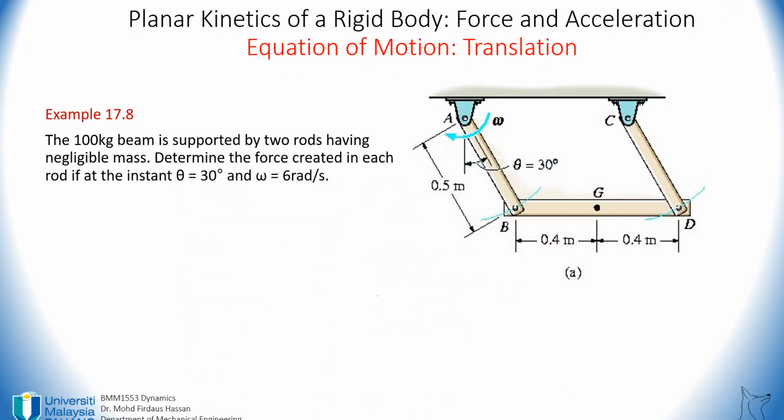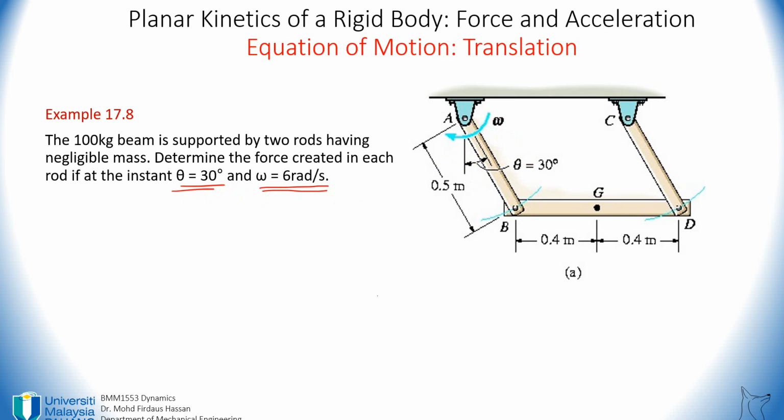Okay, so we have a 100 kilogram beam supported by two rods having negligible mass, like ropes. Determine the force created in each rod at the instant theta is 30 degrees, where the swing has an angular velocity omega of 6 radian per second.